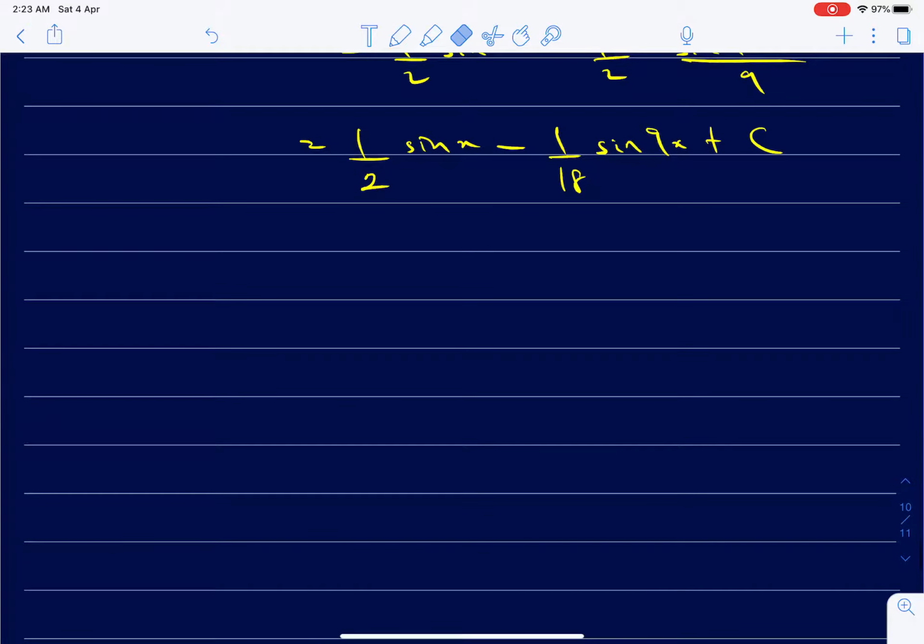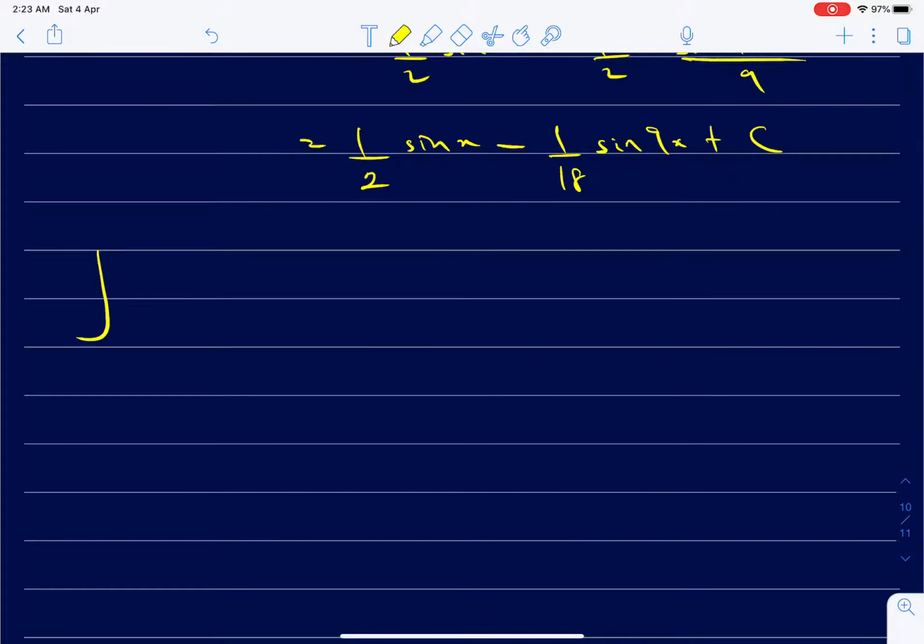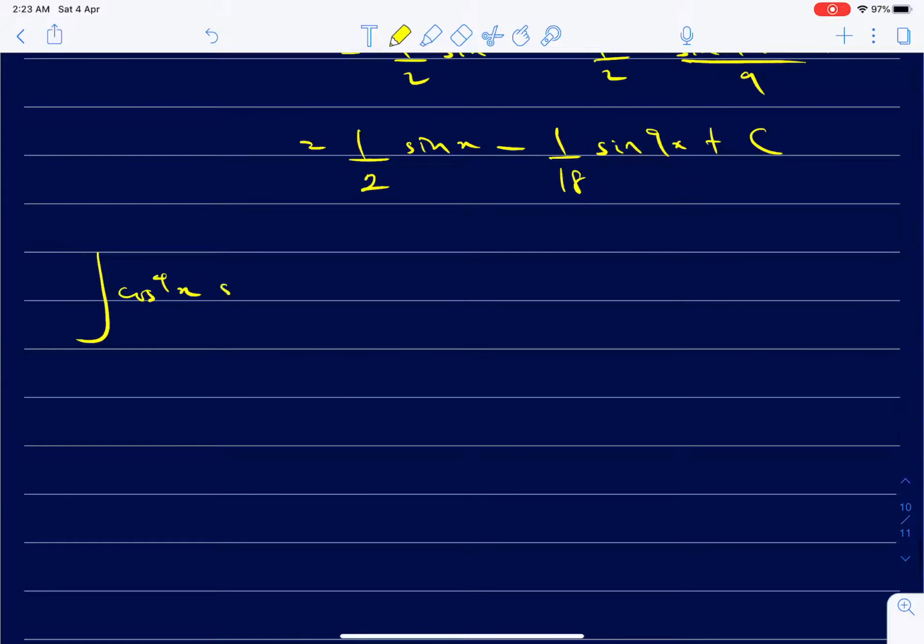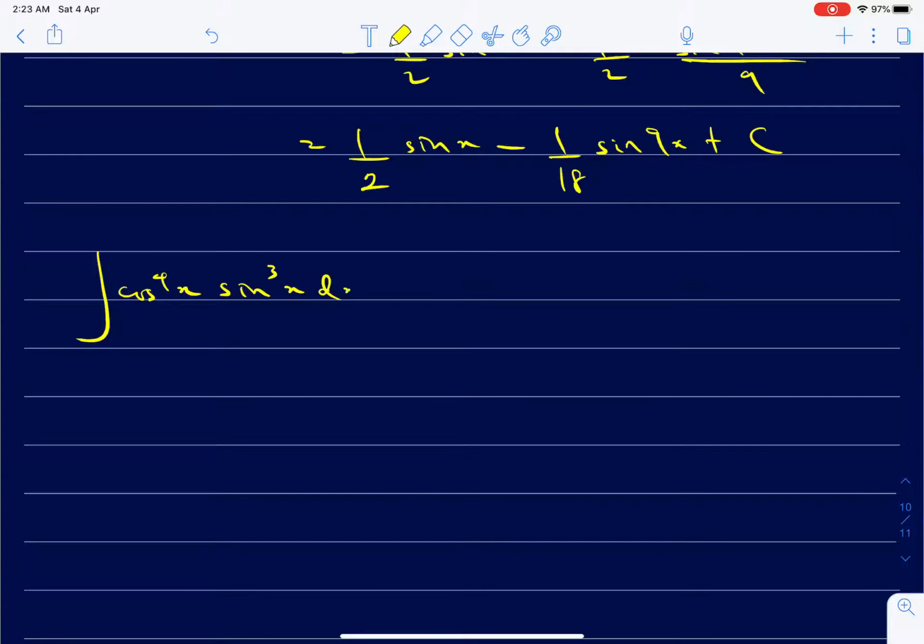Now to the next. Evaluate the integral of cos to the power 4 of x sine cubed x with respect to x.